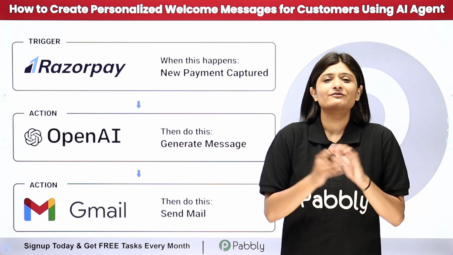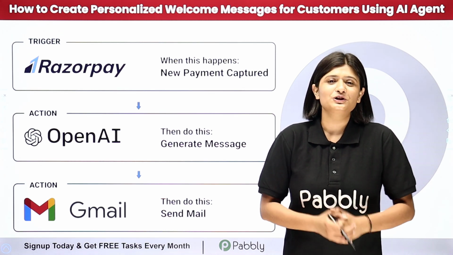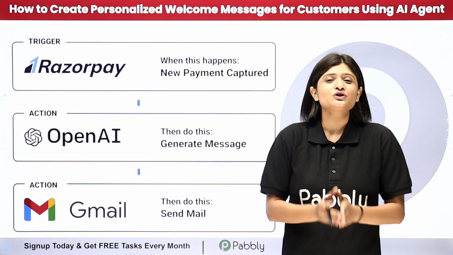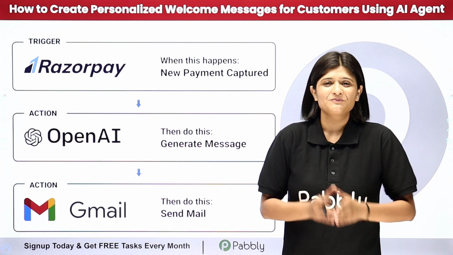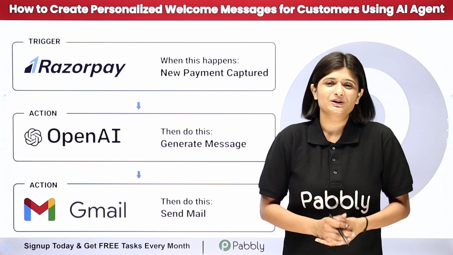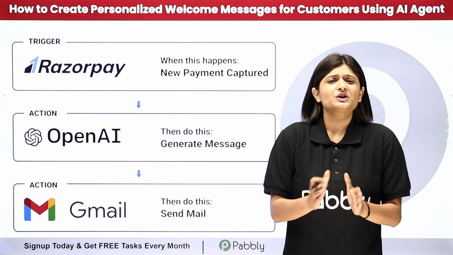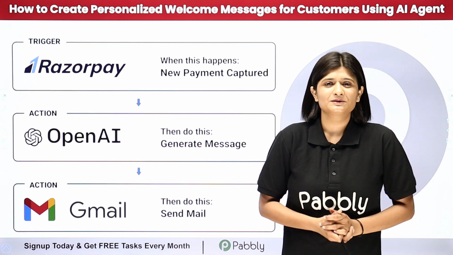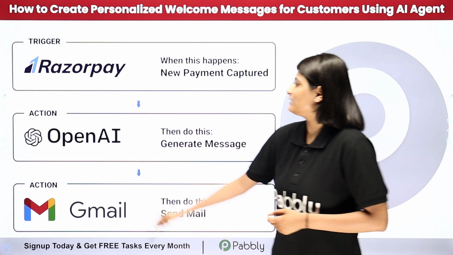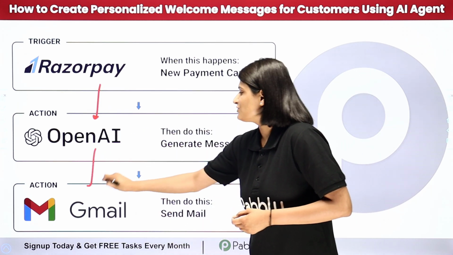Doing this manually is a very time consuming task, so I am completely going to automate this process, and to do this automation I am going to use Pabbly Connect. So Pabbly Connect is an amazing automation and integration software which requires no coding or programming skills. Here I just need to build connection between Razorpay, OpenAI and Gmail.